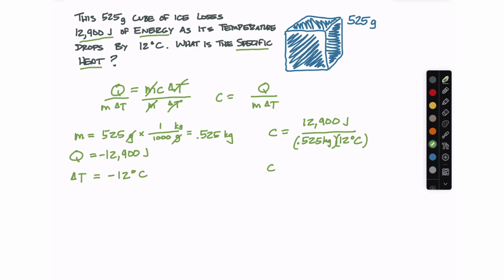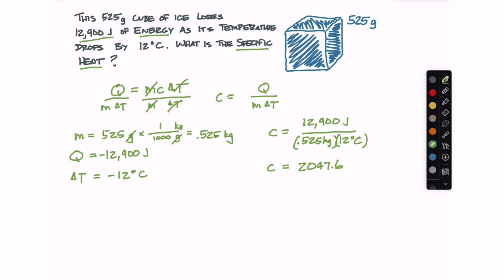We like to cancel units out, but in this case, nothing cancels. That's all right. We'll just write all of the units then. All right, let's do a little dividing here. 12,900 divided by 0.525 divided by 12. That's going to give me 2,047.6.